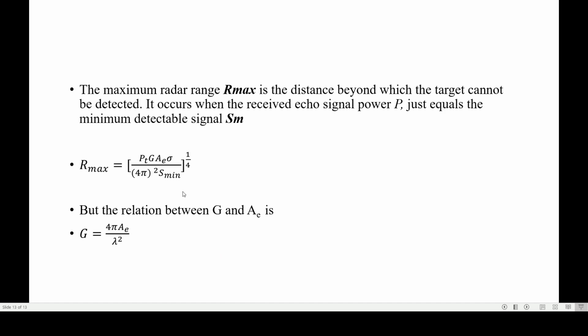If you consider this power P received by the radar, only if there is at least a minimum detectable signal can we detect the target. So if it is equal to SM, we can calculate R maximum, or we can express R max like this. Then, the simplest relationship between the gain and AE for a particular antenna is G equal to 4 pi AE by lambda square.